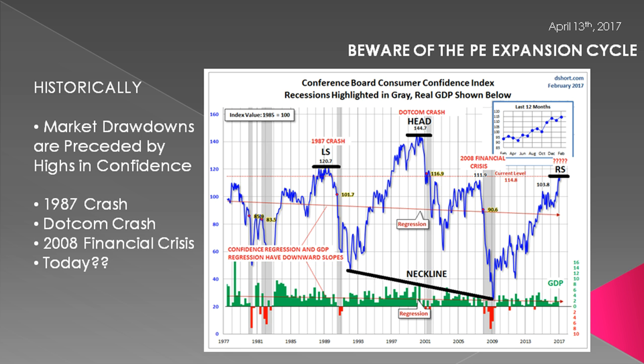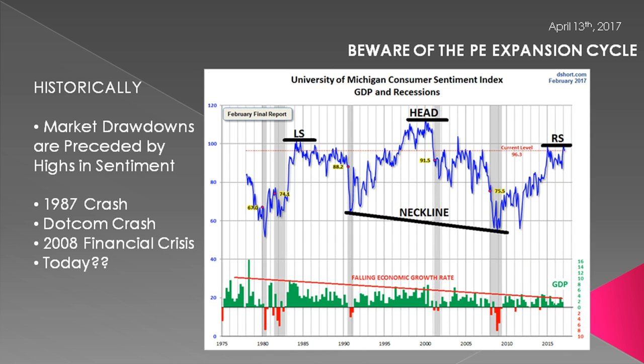Technicians would expect patterns like the classic head and shoulders pattern to appear to signal the end or top of this long-term market pattern. I don't favor using technical analysis of economic indicators, but I make an exception to confidence and sentiment, as those technicians who follow Elliott Wave would fully appreciate why that would be.